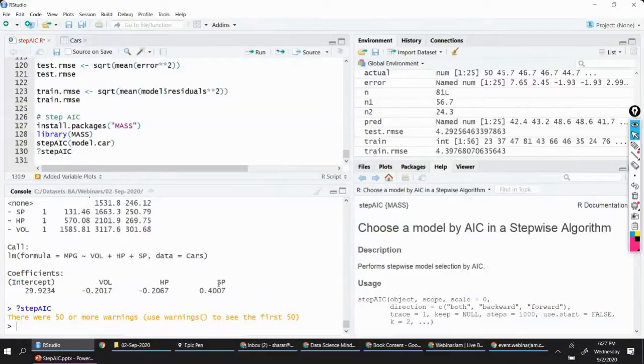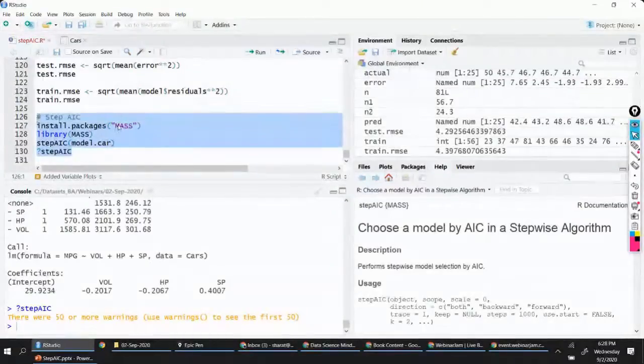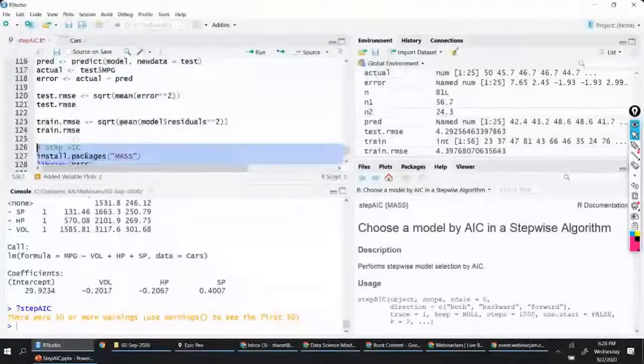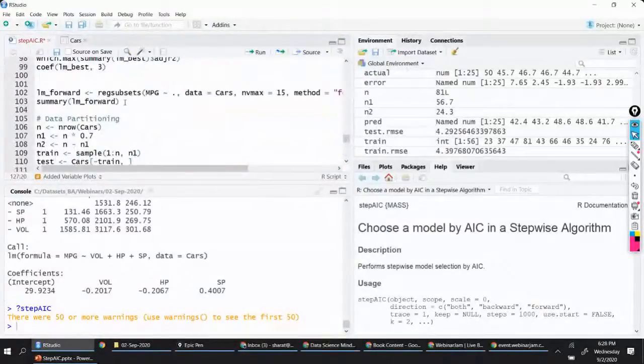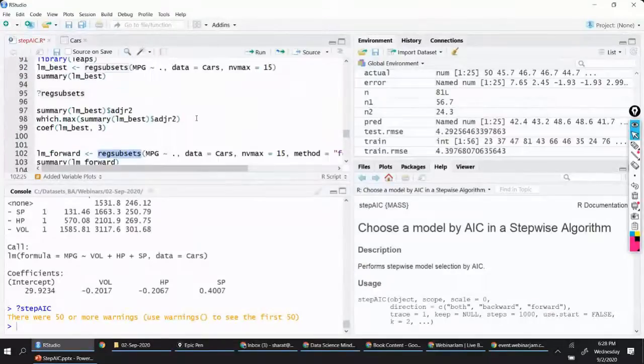Yeah, it's just a step AIC function. You can probably look into the YouTube video and type it. This code is already there with you. It's just the last couple of lines that you have to apply. Two functions. One is the step AIC function. The other one that you have to look at is regression subsets. You can try that.